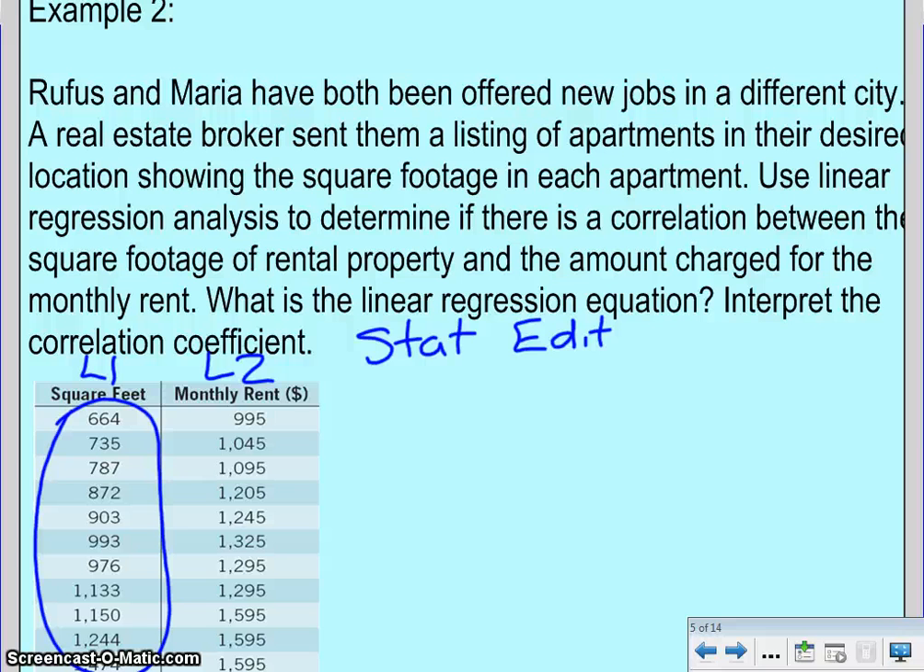Okay, hopefully now you've entered them in. Make sure that the amount of items that you've got in L1 matches L2, and that the amounts line up with what they do on our chart here. Now you're going to hit Stat again. It's that same button, but now you're going to move over one to Calc, and you're going to go down to number 4 where it says LINREG.